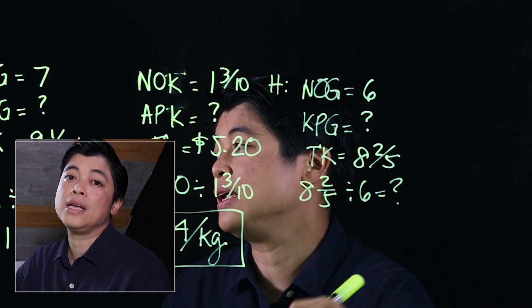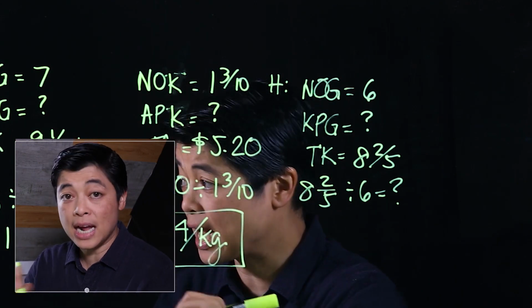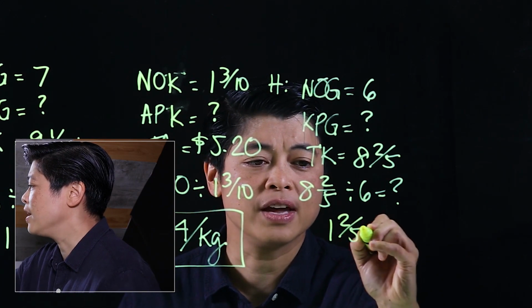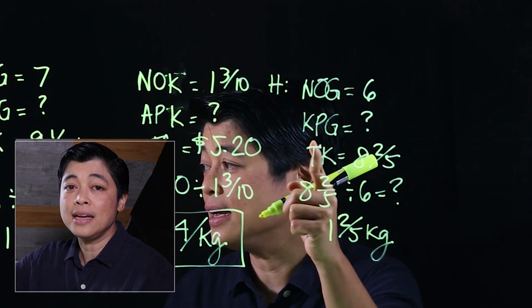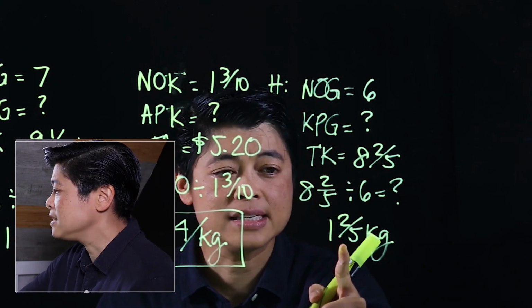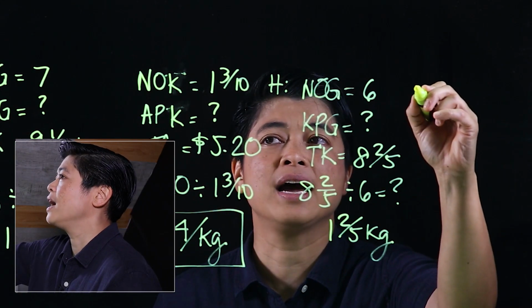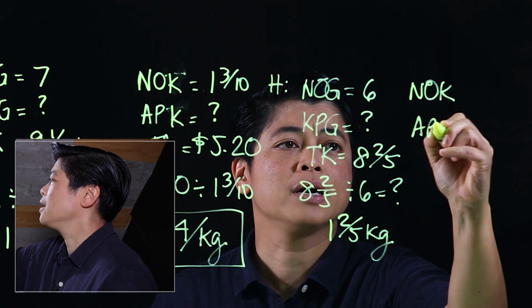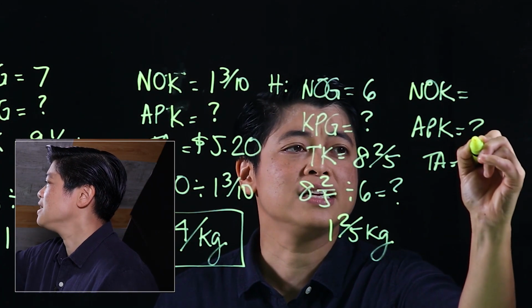Assuming that we are able to use a calculator, and we do because the problem has a calculator, then this is 1 2/5 kilogram. So per bag, it has 1 2/5. Which means now we have the number of kilos, amount per kilo, and total amount.